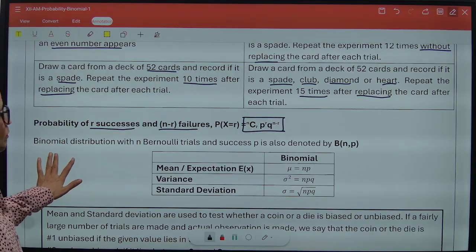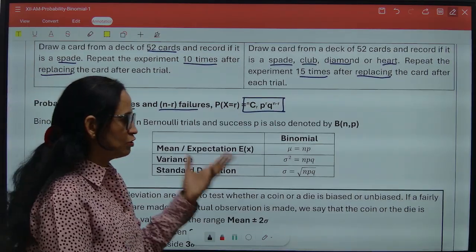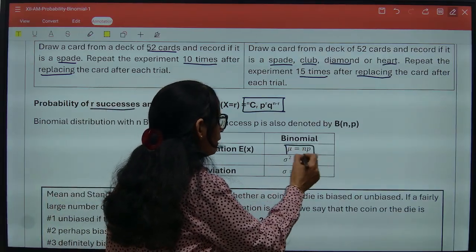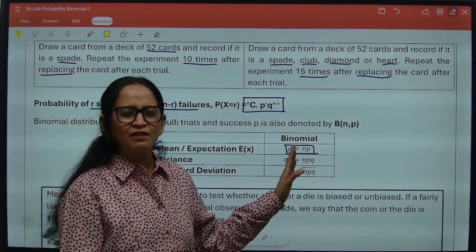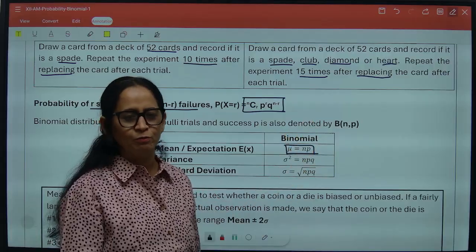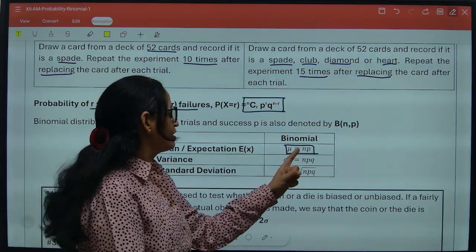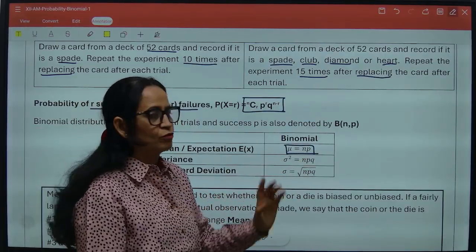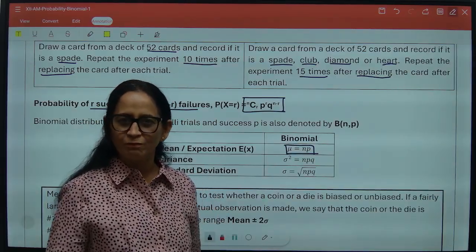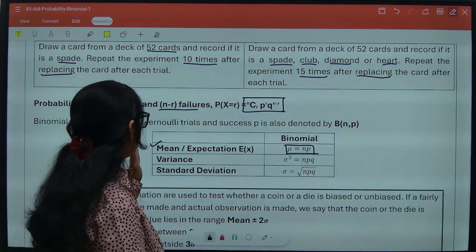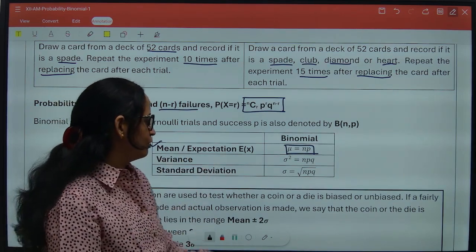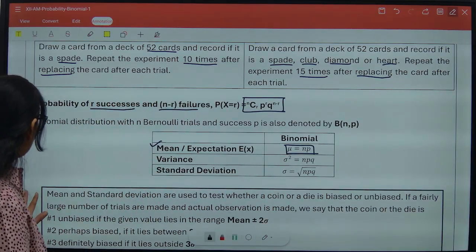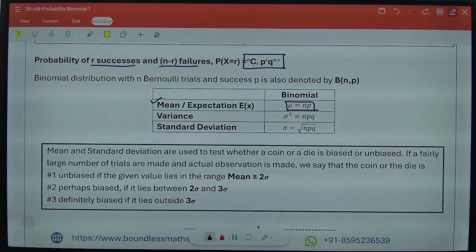Now in case of binomial distribution, if you understand that the question is related to binomial distribution and you need to find the mean or expectation, you need to just use this formula: mu is equal to n into p. The best part is you don't even need to create the probability distribution table to find the mean here, because it is just n into p, right? Variance is n into p into q. Again, the probability distribution table is just not needed when it is asking you to find the mean or variance or the standard deviation. So standard deviation is the square root of variance, that is square root of n into p into q. Now this is a very important point that you should understand and always remember.